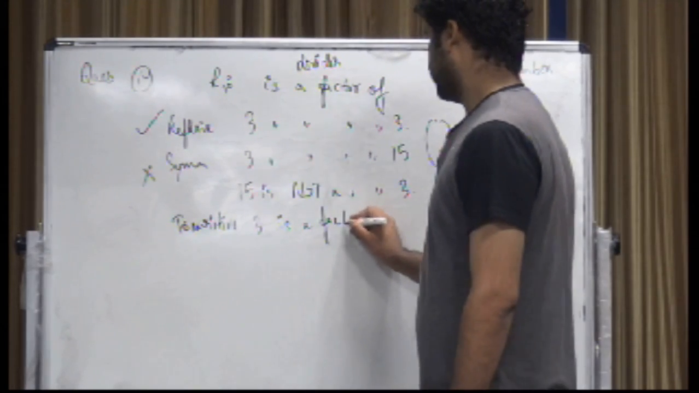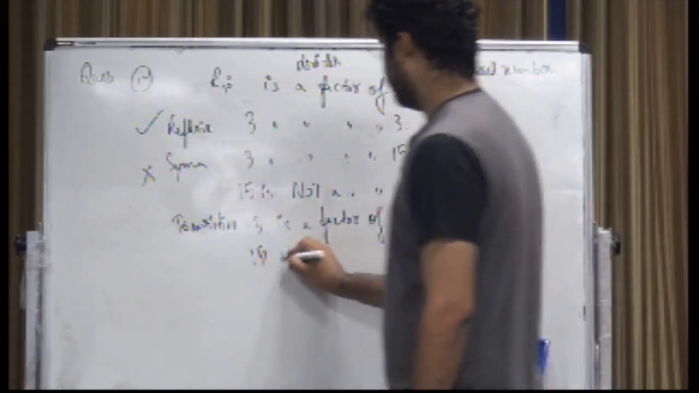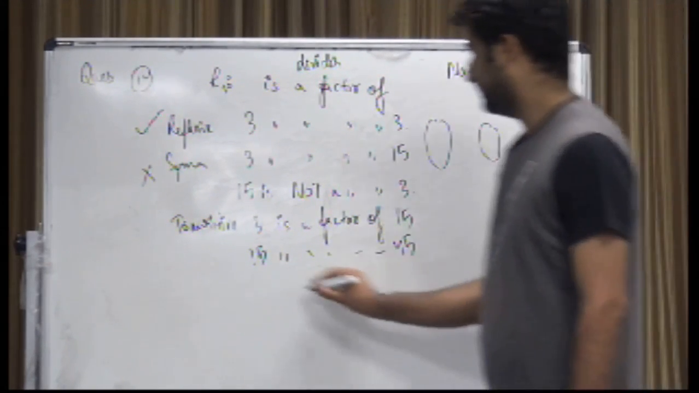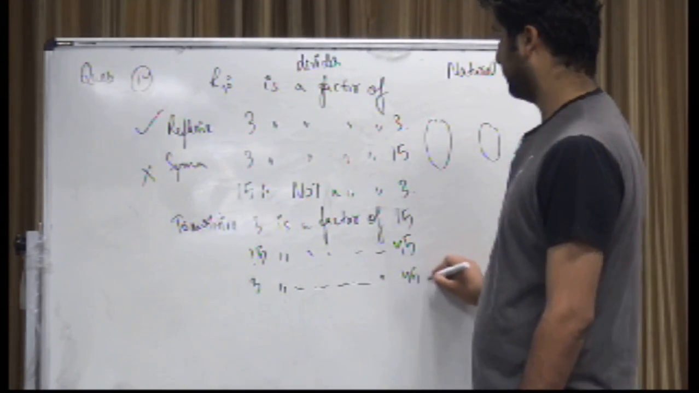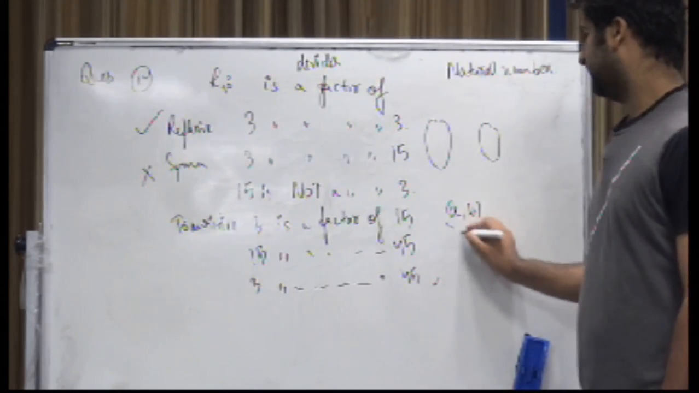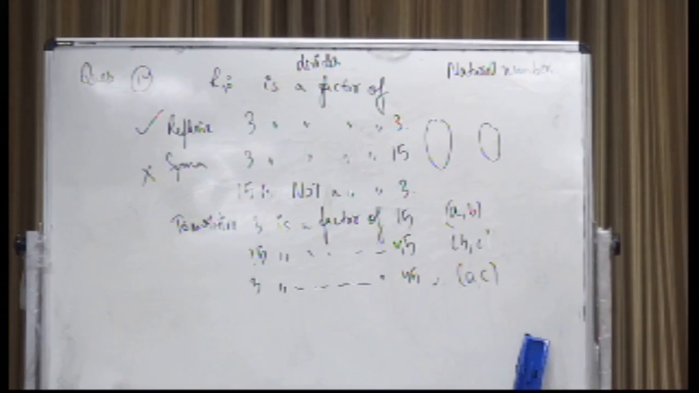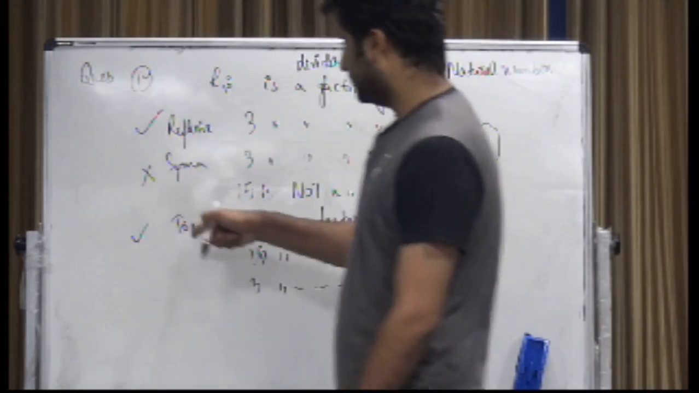So 3 is a factor of, let's say, 15, and 15 is a factor of 30 or 45, then 3 is also a factor of 45. So if you have A comma B and B comma C, then you also have A comma C. So this one is reflexive, transitive, but not symmetric.